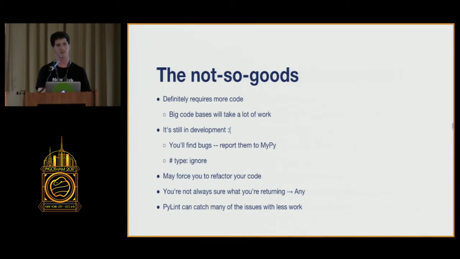And I think this is the biggest drawback, that Pylint can catch many of the issues that MyPy can with less work. Pylint doesn't require you to change your code base at all in order to tell you that person doesn't have a method called describe. And so that can be something to evaluate, right? It's like cost, risk, benefit.